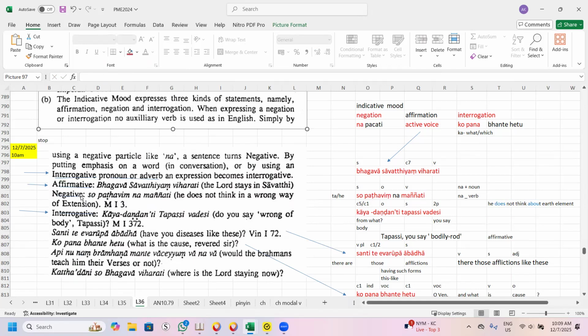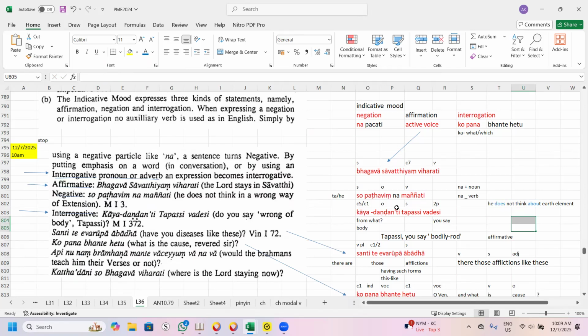So this is what you call a negative. We don't say not in Mandarin. Mandarin is normally like you say cry, then you say pu ku, don't cry. So in English we need do and does not. Okay, this part is no problem.